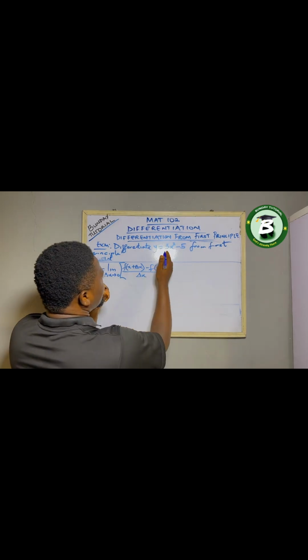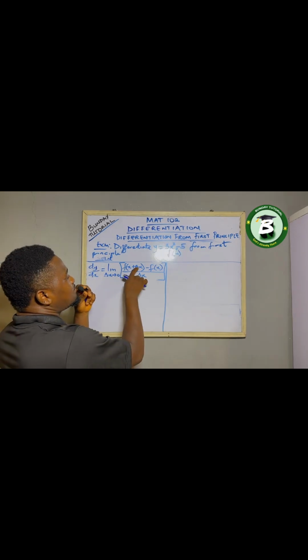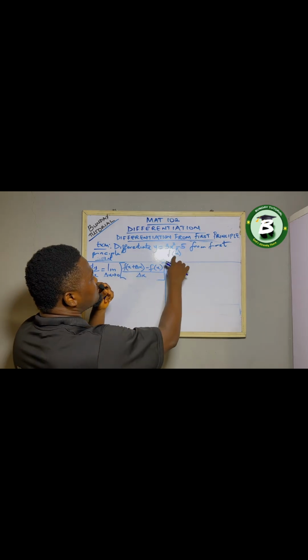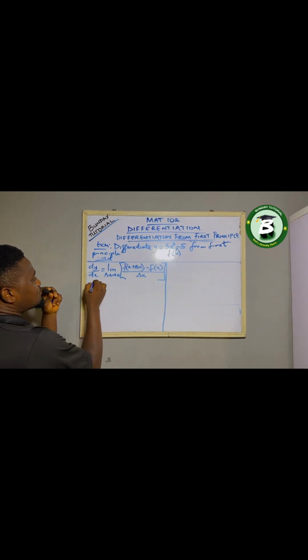So what is f of x? F of x is this, right? This is f of x. Now what is f of x plus delta x? It means whenever I see x, I am putting what? X plus delta x. That's the meaning. So yeah, let's go. So we have what?